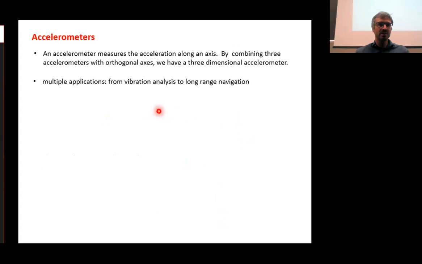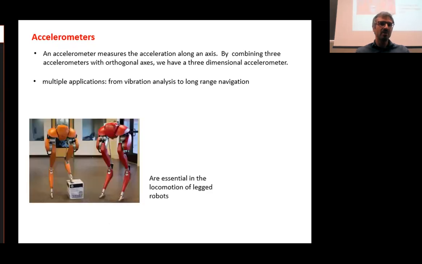The applications of accelerometers are, for example, vibration analysis. They are used in long range navigation, and they are also part of the machinery that we will use to do state estimation, to estimate the linear position and velocity of a mobile robot. They are also essential in controlling stability, because if we kick, for example, a legged robot sideways, it needs to feel this kick, and this is done by reading a very high spike in its acceleration signal, such that it can take an action, for example, stepping sideways to recover stability.